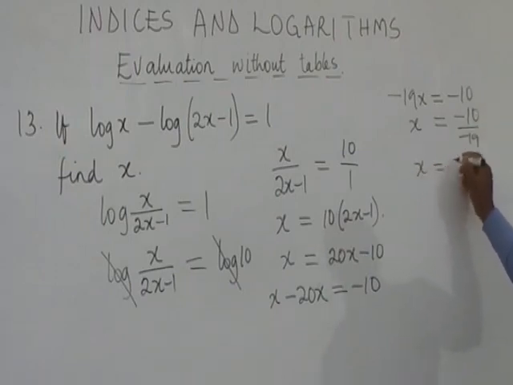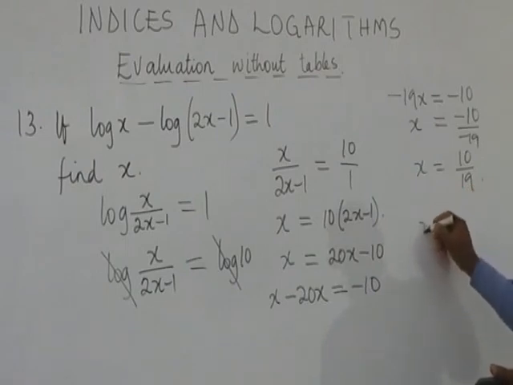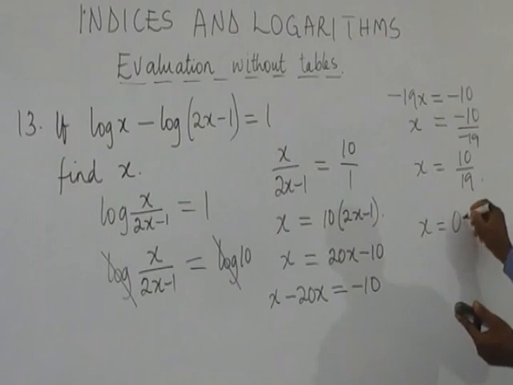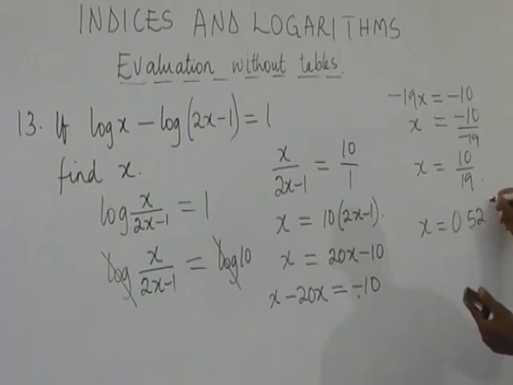x will now become minus, we cancel minus, you'll be left with plus 10 all over 19. If you like, you can use a calculator and find this value in decimal form. 10 divided by 19 is giving me 0.5263. This is the answer to that question.